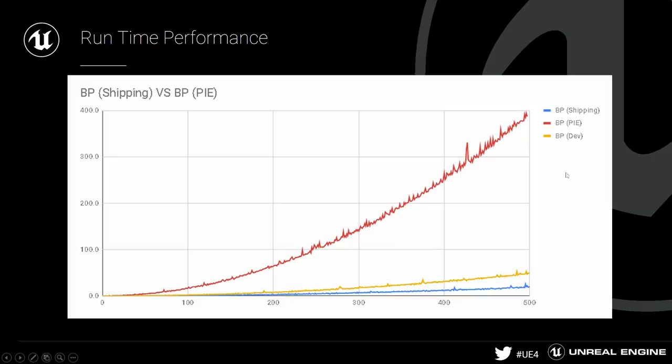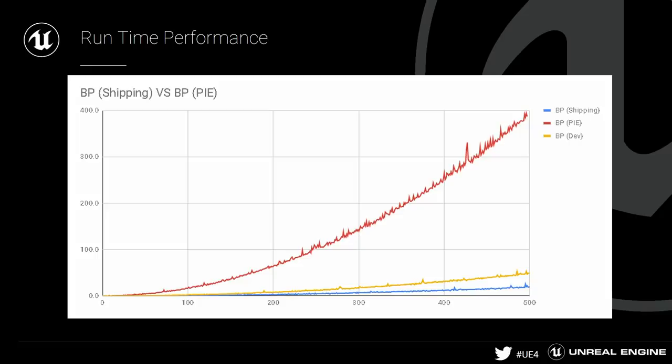This is, without C++, pure blueprint, shipping compared to play in editor compared to just running the game. And you can see play in editor is way more expensive. And you can see when you ship the project, when you package it, it's half the cost of that one in the worst case scenario. And again, it's a theoretical test. It doesn't necessarily reflect reality, but it gives an idea of what you're looking at.